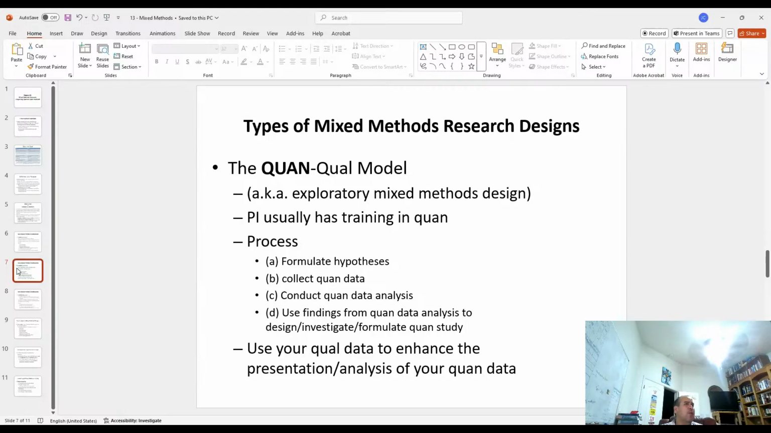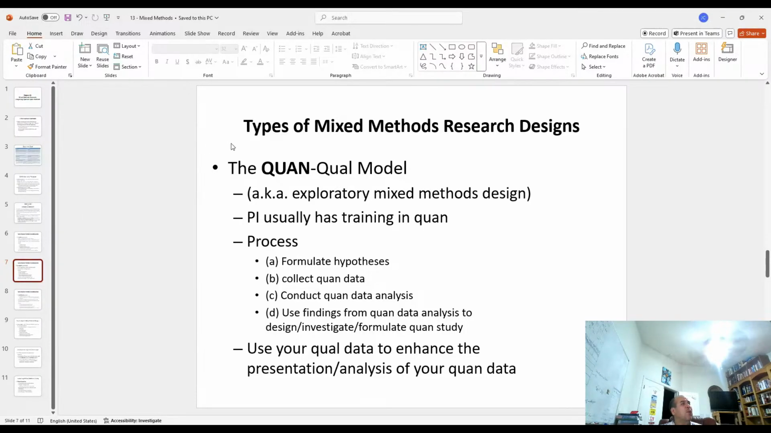This is also used for exploratory designs. The PI, which is the principal investigator, usually has training in quantitative research. So first, you formulate a hypothesis. You collect quantitative data, generally maybe through a survey. You conduct quantitative data analysis, and you use the findings from the quantitative data analysis to design, investigate, and formulate the qualitative study. You use your qualitative data to enhance the presentation and analysis of your quantitative.